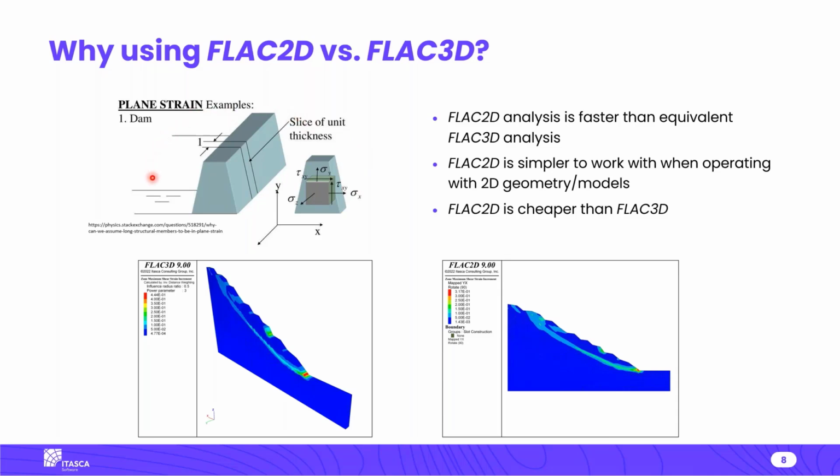And this makes FLAC2D significantly faster than FLAC3D. So basically, if you run these two similar models in FLAC2D and FLAC3D with appropriate boundary conditions, FLAC2D will be faster, and I will show later how much faster. FLAC2D is also simpler to work with when operating with 2D geometries and models. And FLAC2D is cheaper than FLAC3D. These three factors are probably the major reasons why people would choose FLAC2D versus FLAC3D, even though both software look very much alike and feel very much alike.